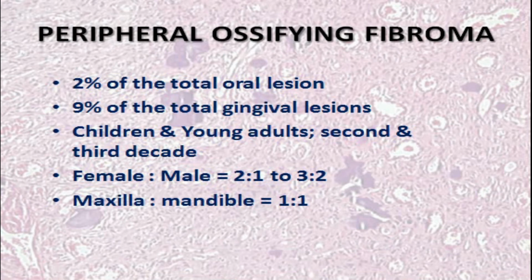So who all are prone for this? Children and young adults. So approximate age group is second and third decade of life. Female to male ratio, it can be either 2:1 or 3:2. It can occur on maxilla or in mandible.